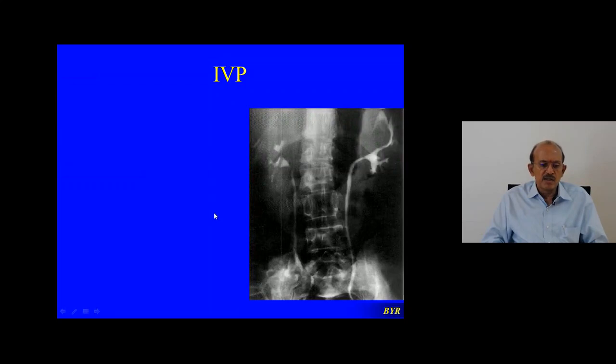No, it is not hydronephrosis. It is not stones. It is not a mass in the minor calyx. Okay, I will give a clue.